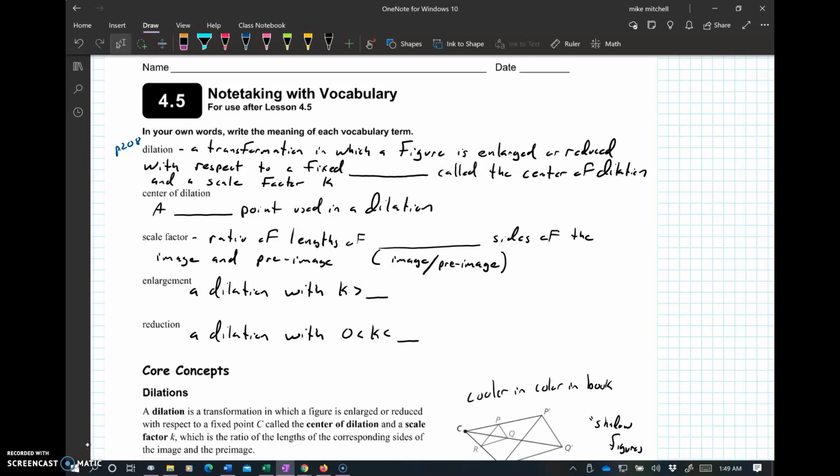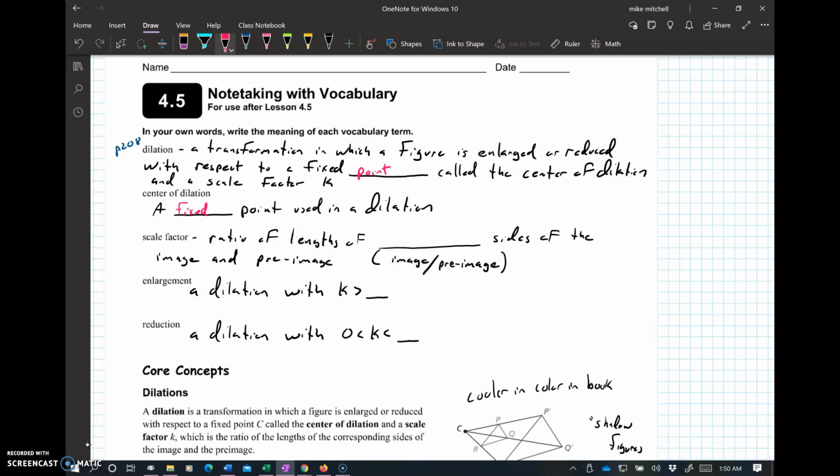A transformation in which a figure is enlarged or reduced with respect to a fixed point. It's always related to a point, called the center of dilation, and a scale factor K. The center of dilation is a fixed point used in a dilation. The dilation again is centered at that point.